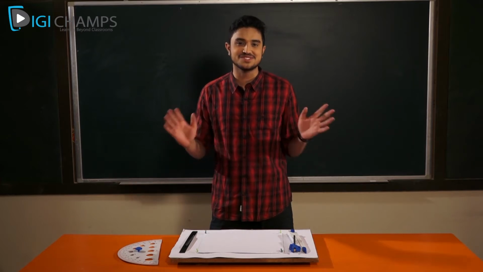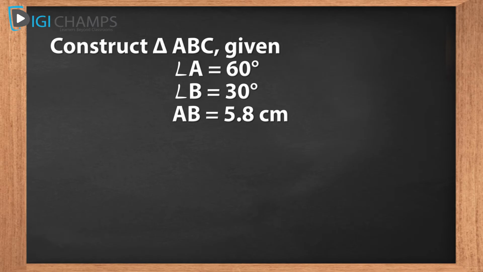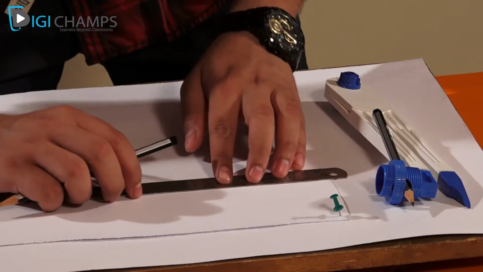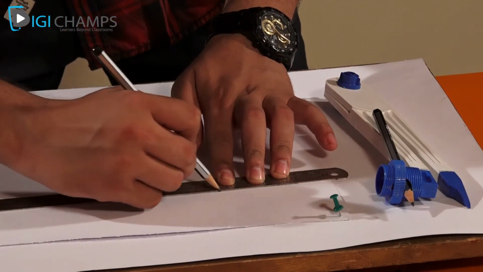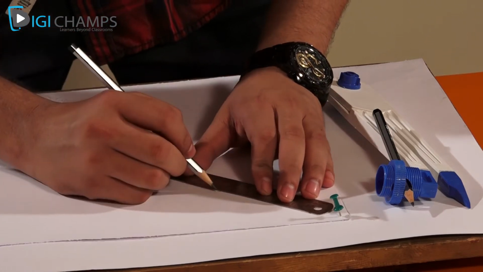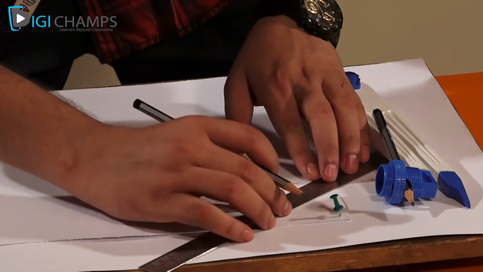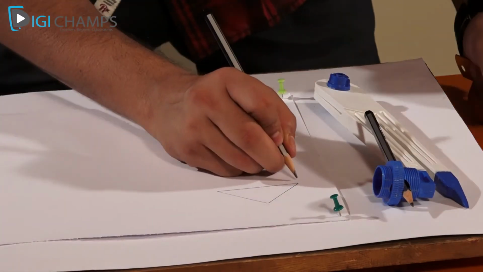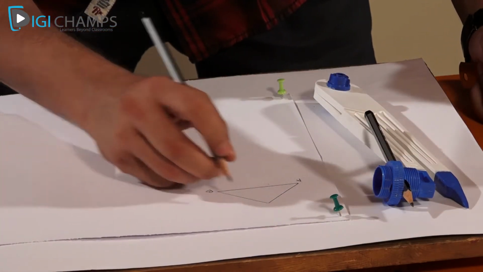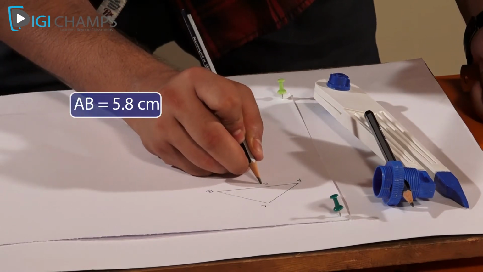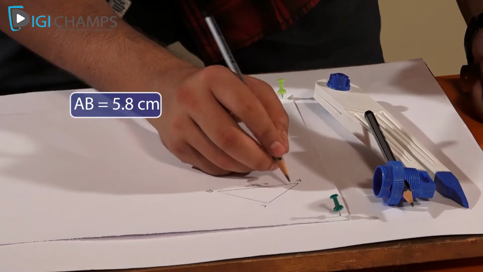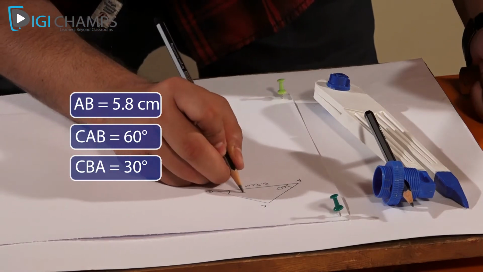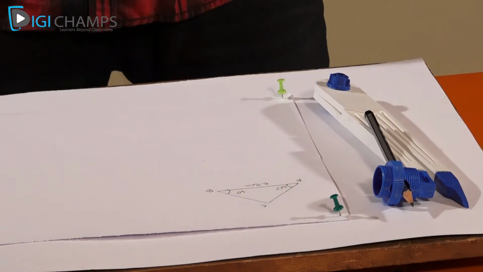So here goes the question on your screen. Now let us draw the rough sketch of the question. Here I am drawing a triangle. So this is A, this is B, and this is C. AB is 5.8 centimeters, angle CAB is 60 degrees, and angle CBA is 30 degrees. So this is how the rough sketch would look.